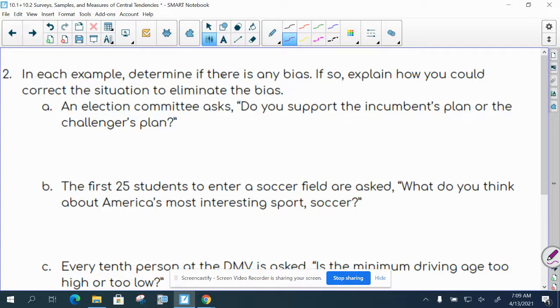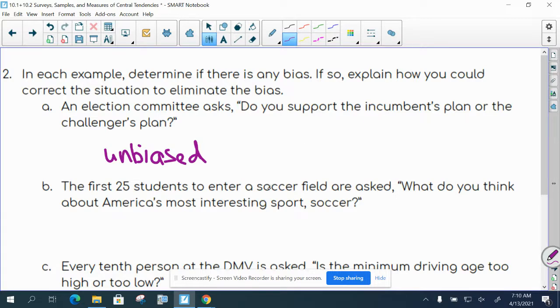Okay, number 2, we're going to determine if there's any bias, and if so, how could we correct the situation to eliminate the bias? So an election committee asked, do you support the incumbent's plan or the challenger's plan? Some people might think that incumbent and challenger are phrased in a way to make you think that one is better than the other, but it's not. They're just definitions. So this would be unbiased. There's nothing wrong with asking this question.